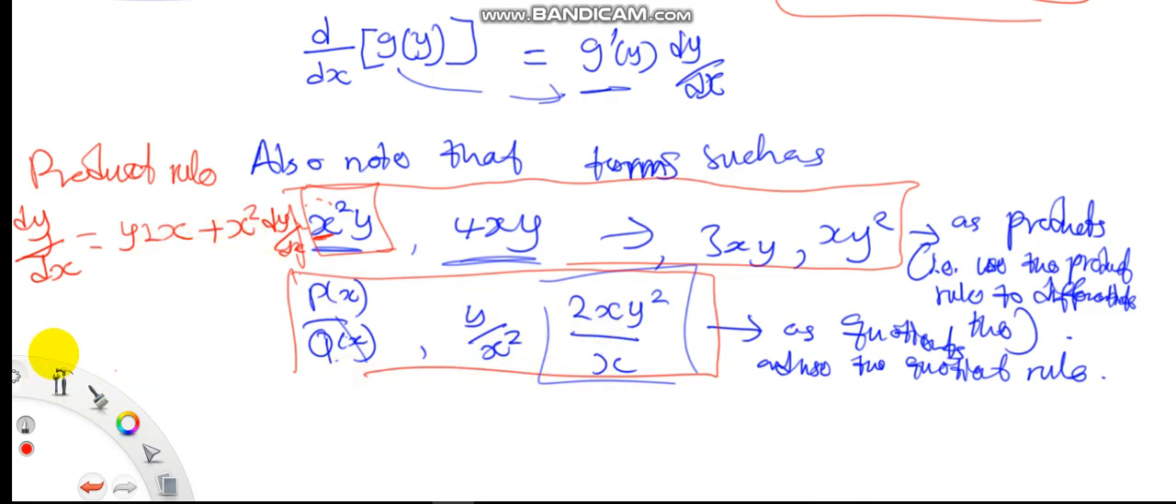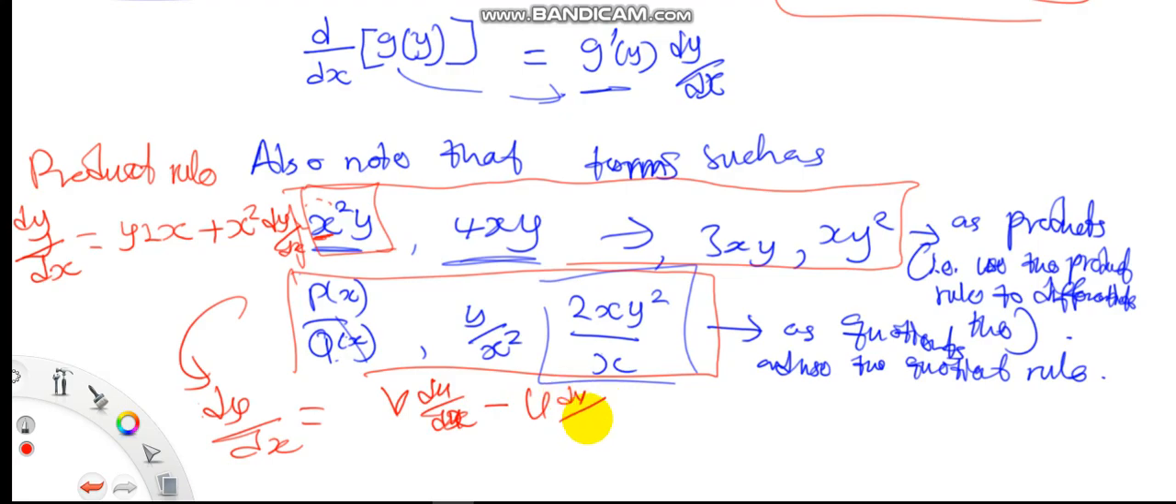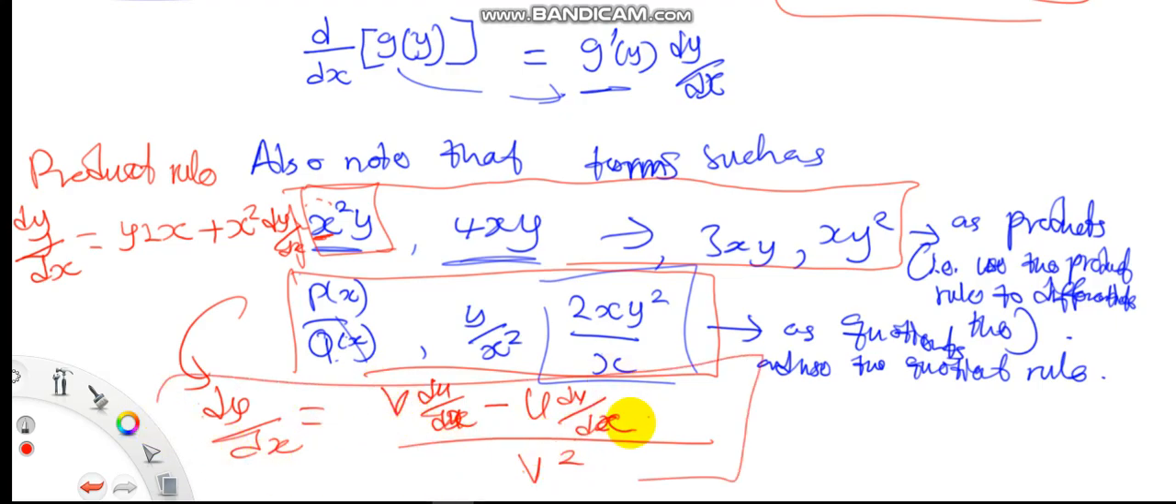Okay, for the quotient rule, of course, dy/dx for quotients will be v, we hold the second function, and then we differentiate the first one, du/dx, minus u dv/dx. Okay, we hold the first function now, and then we differentiate the second one, and then we divide by v squared. So this is the quotient rule. Go back and revise those, but this is what mainly you have to pay attention to.